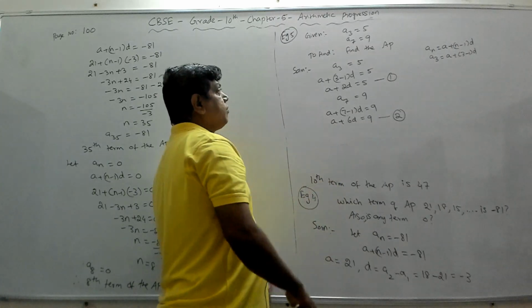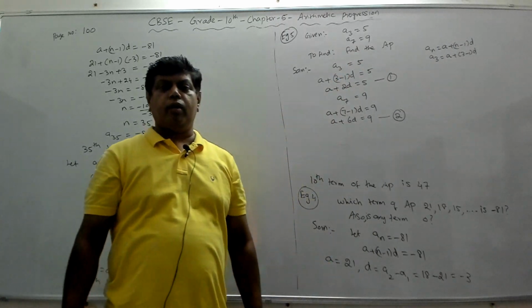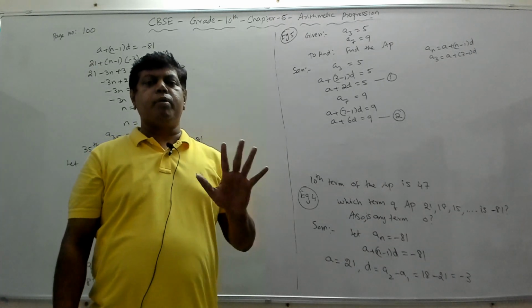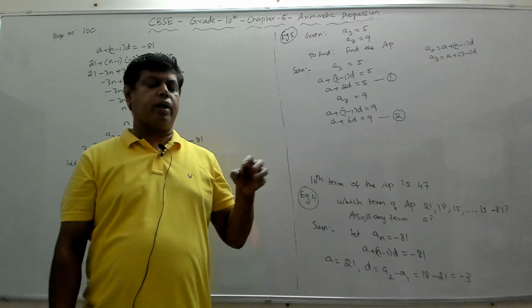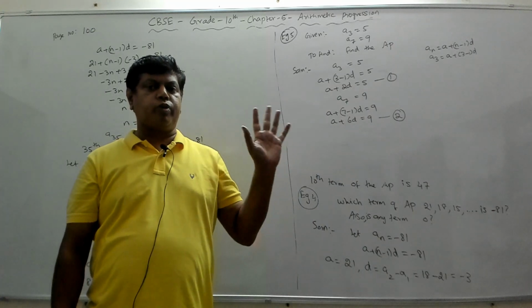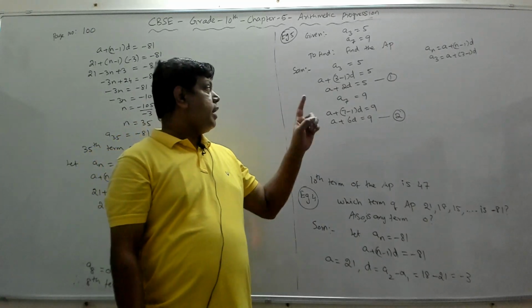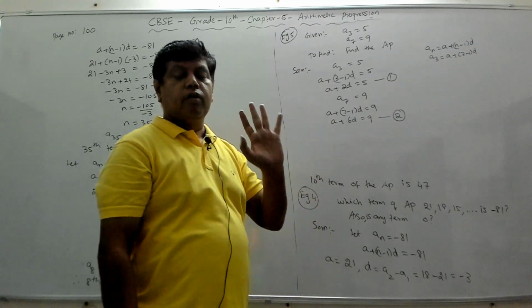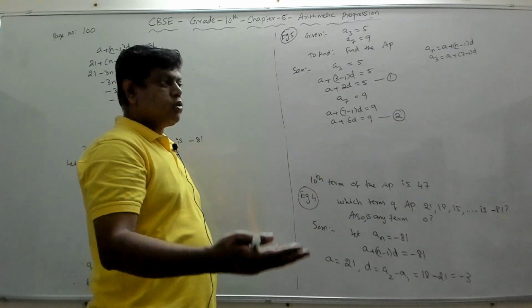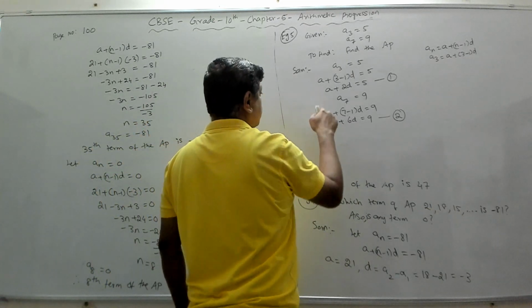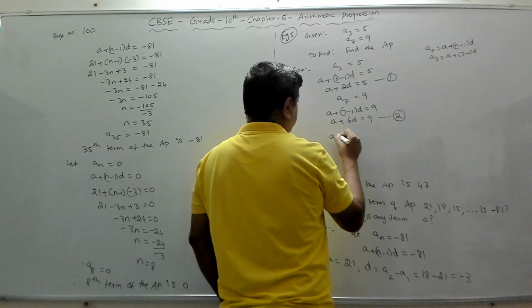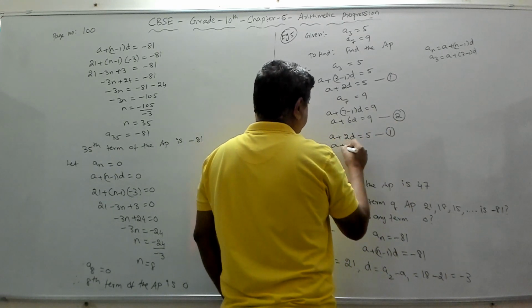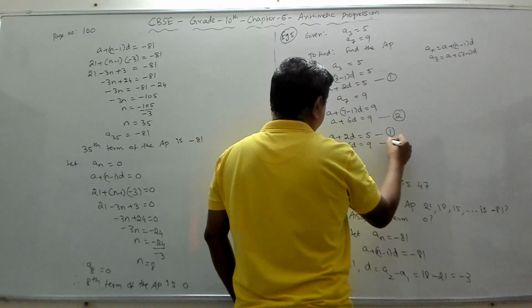Now whenever we want to find the AP, we need to know A and D. If you know the first term and the common difference, then we can write the first few terms of the AP. So to find A and D, we have these two equations. We have to solve these two equations with any one of the methods, elimination method or substitution method. It's a linear equation in two variables. So A plus 2D equal to 5, this is the first equation, and A plus 6D equal to 9, that is your second equation.